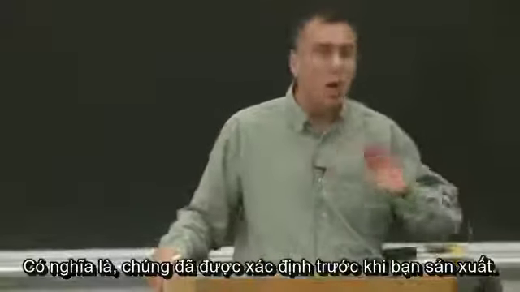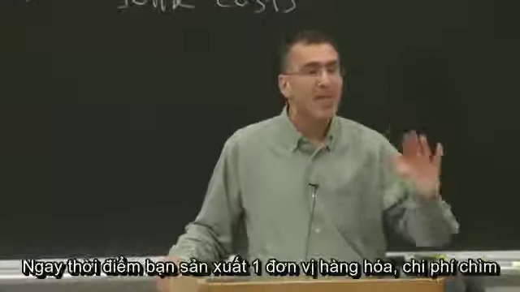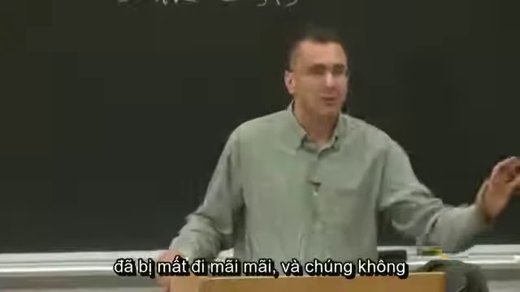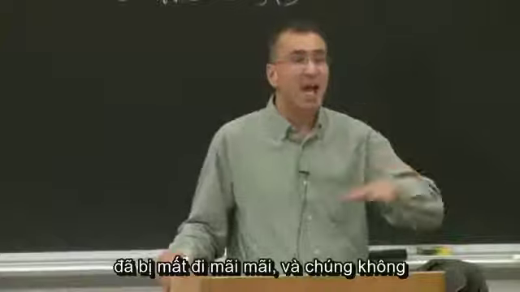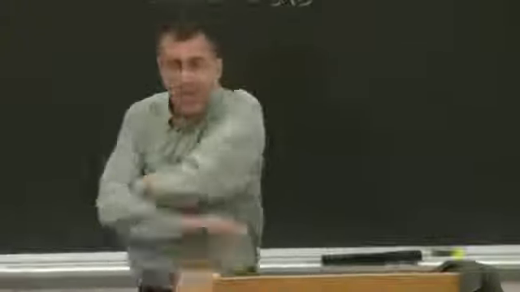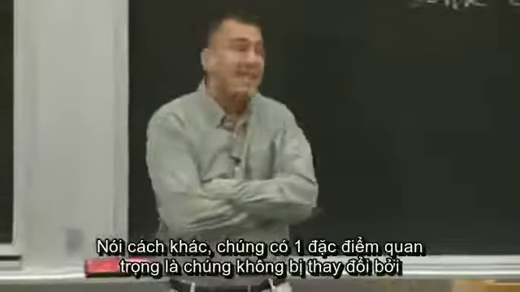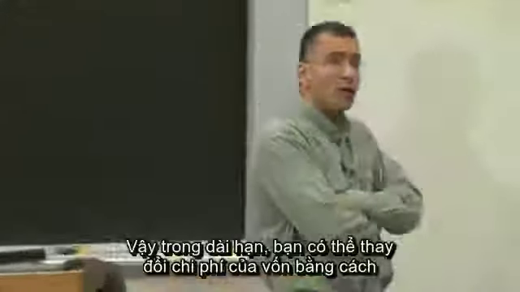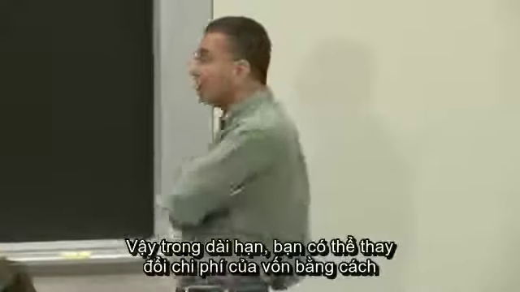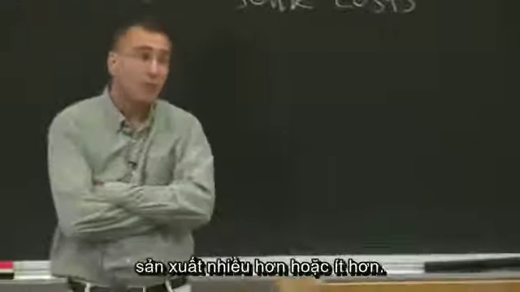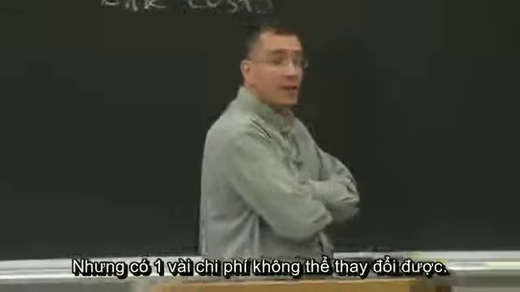That is, they're foregone once you produce. The minute you produce 1 unit, those sunk costs are gone forever. And they cannot be changed even in the long run. In other words, importantly, they cannot be changed by how much you produce. So in the long run, you can change the cost of capital by building bigger or smaller plants, producing more or less. But sunk costs cannot be changed.